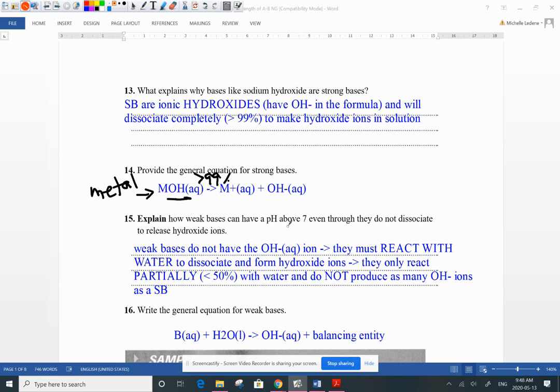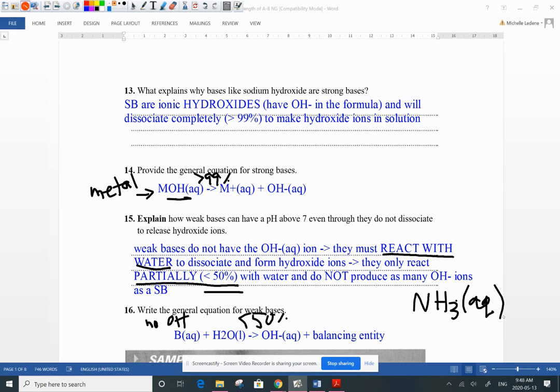Weak bases are going to have a pH above 7. That's what a base is, right? But they don't have hydroxide ions in their formula. Instead, think back again to your modified Arrhenius. They have to react with water. So they're forming hydroxide ions, absolutely, but they're only reacting partially, less than 50% with water. So less than 50% reaction going on here. So they do not have the OH in the formula, right? So an example is ammonia, right? You guys should know that from Science 10. Ammonia is, even though it's molecular, it's actually a base. So it has to react with water to produce hydroxide ions.